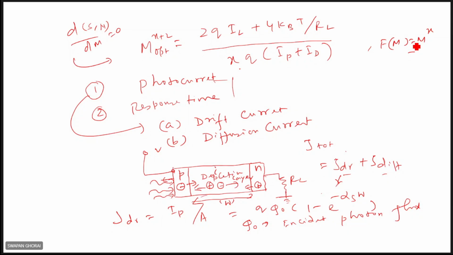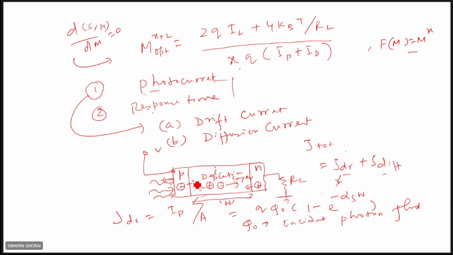Okay, another factor that you have to consider while dealing with these photodetectors is the photocurrent and response times. The photocurrent we have seen; to analyze the current in detail, you have to consider again the PIN photodetector. For simplicity, let us consider the PIN photodetector.